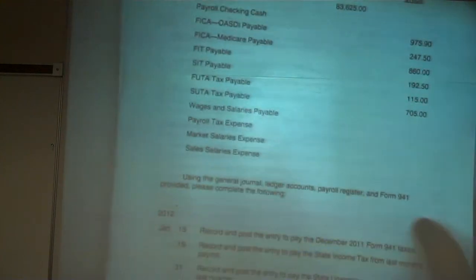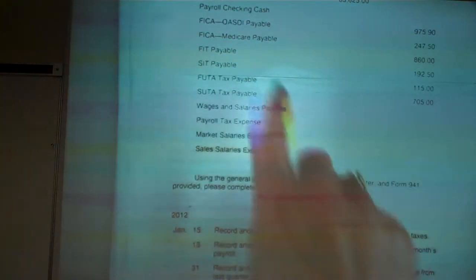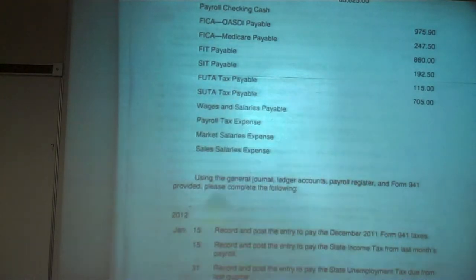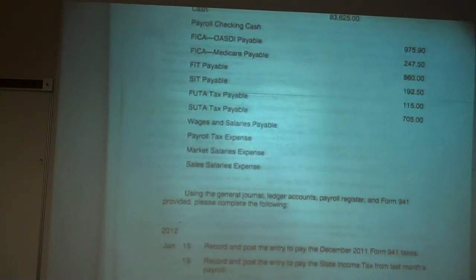All right, let's continue looking at the directions. So we have a balance in cash. We do not have a balance in the payroll checking cash, but we have balances in our tax accounts payable. We have balances in all of those. We don't have anything in wages and salaries payable. We don't have anything in payroll tax expense, market salaries expense, or sales salaries expense. Now, if you'll check all of those accounts, you should have those balances in them in the ledger.